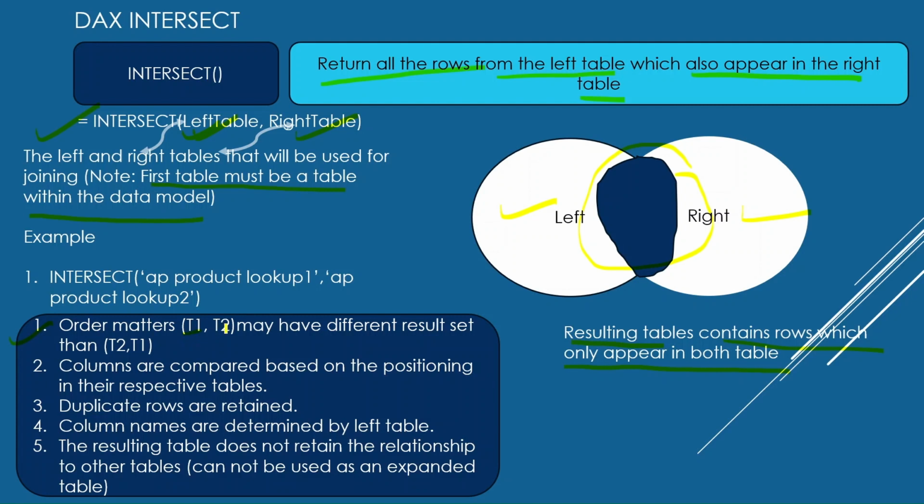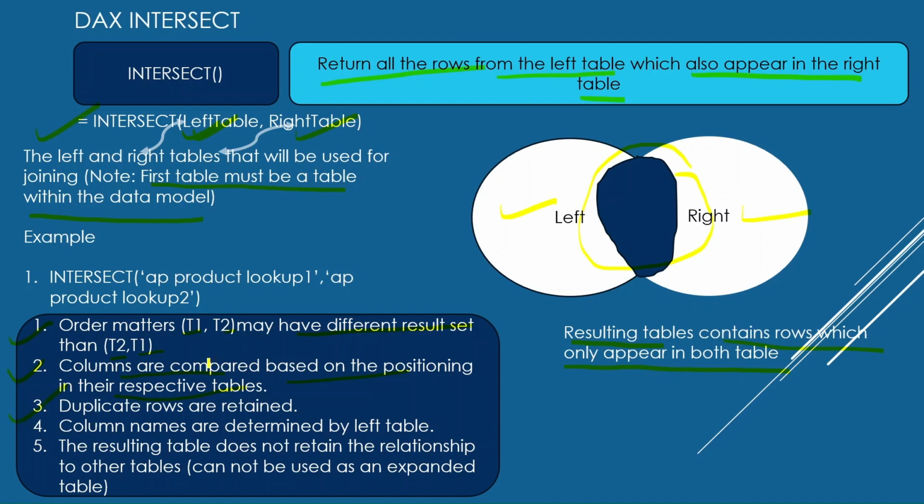Order matters. T1, T2 may have a different result set than T2, T1. So whatever the columns are, the order of the columns matters, and the order of the left table and the right table will matter. So we need to take care when providing the ordering of the left table or the right table. Columns are compared based on the positioning of their respective tables. So whenever the intersect function compares the columns of each table, their respective positioning will matter.